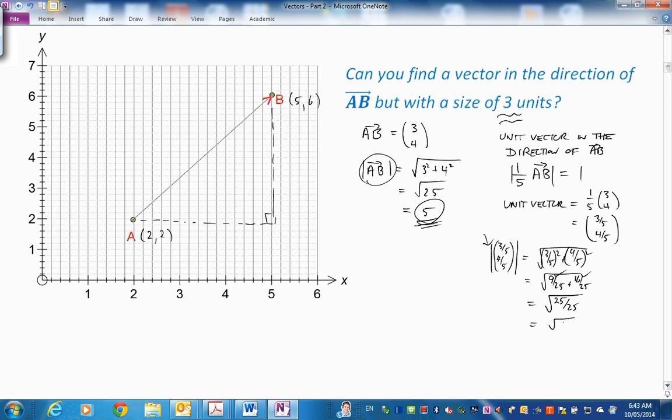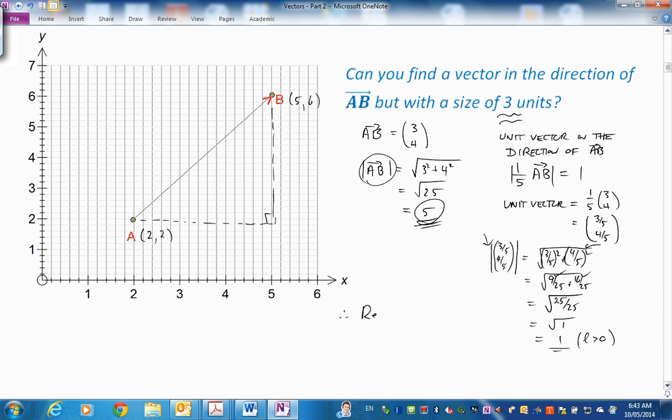So here's a root of 1, which is 1 because it's a positive length. Length is greater than 0, if you like. Just explaining why we have taken the positive root, the principal root. Anyway, so it's 1. It works. So how do we create a vector of size 3 units, our original problem?